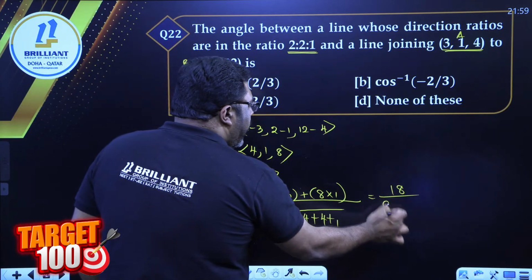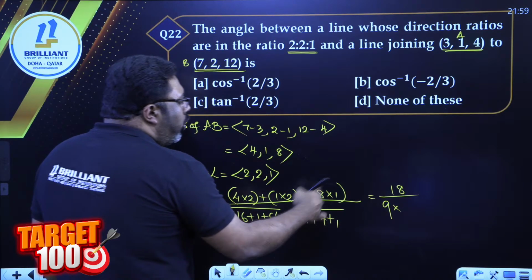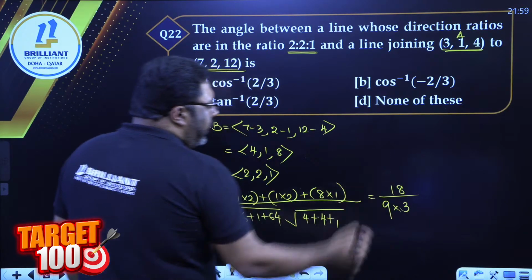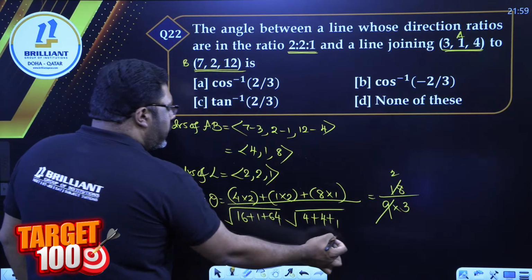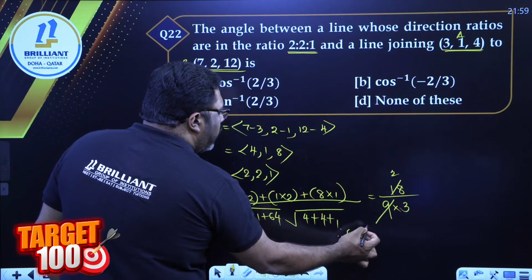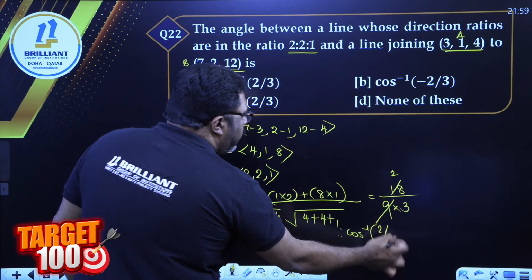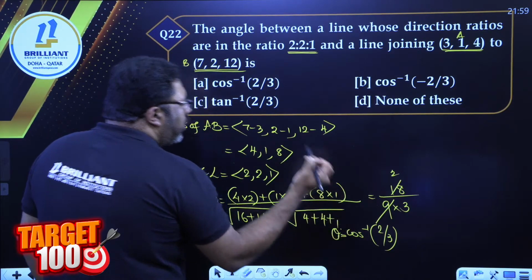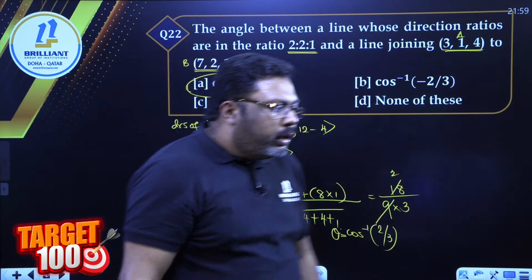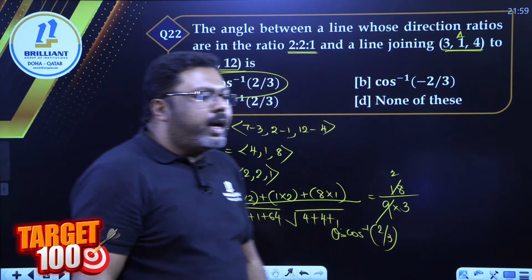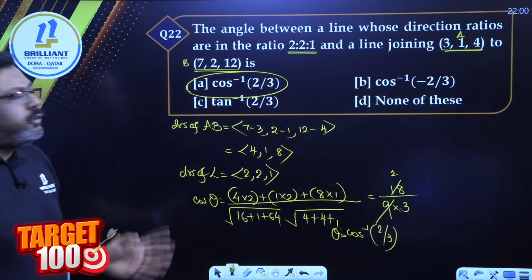Root of 81 is 9. And 4 plus 4 plus 1 is 9. Root of 9 is 3. Yes, so the answer is 2 by 3. So the final answer, cos inverse of 2 by 3. That is theta. Option A. Right answer coming from Nitin, Hafiz and Faris. Option A, cos inverse of 2 by 3.